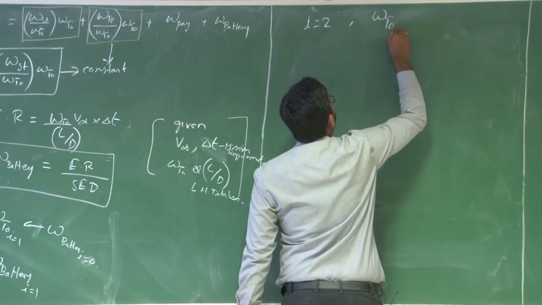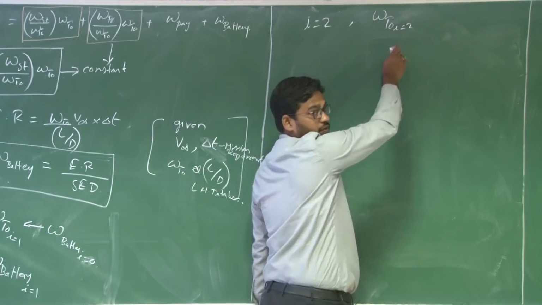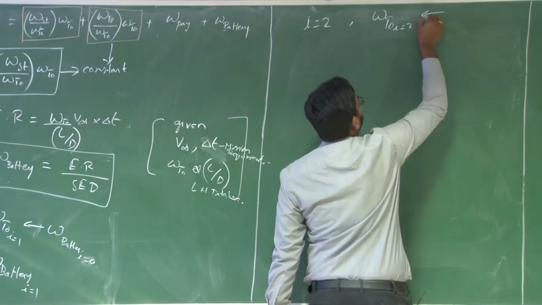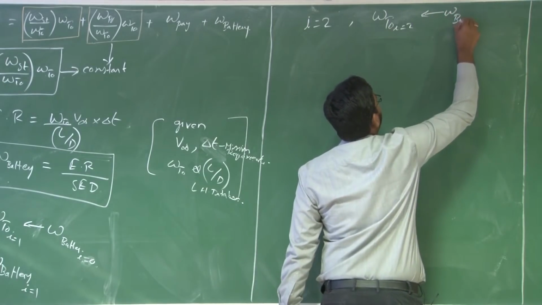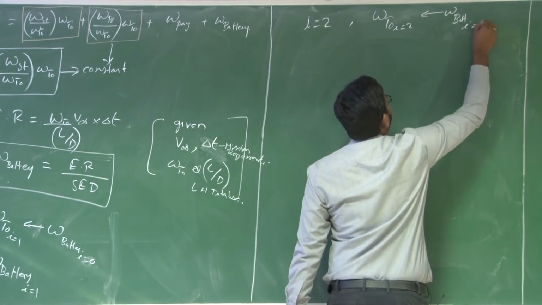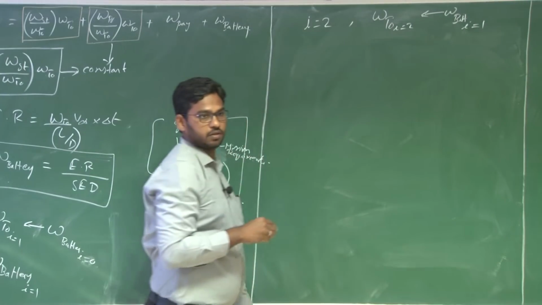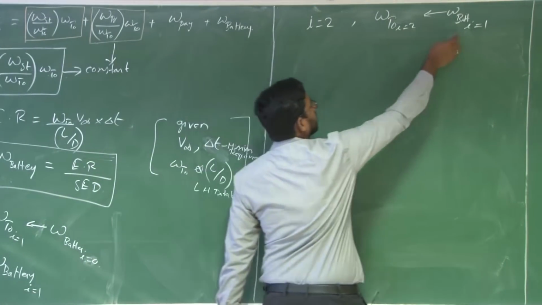Find out what is the takeoff weight at i equals 2. This is the starting of i equals 2, which is obtained from the battery weight at the end of the first iteration. So this is updated with the battery weight that is obtained.